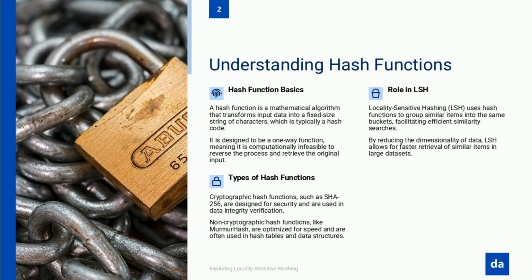Locality-sensitive hashing flips the script. Instead of making sure that even the smallest change leads to a completely different output, LSH does the opposite. It's designed to hash similar things into the same bucket so they're easy to find later. Think of it like sorting socks. You wouldn't put all your clothes into one big pile and hope to find matching pairs. Instead, you throw all the blue socks into one bin, all the black ones into another. That's what LSH does. It groups similar data together, making search and retrieval way faster.